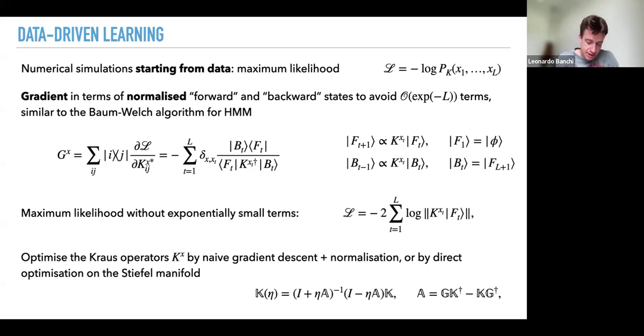Now, once you have this gradient, you can do a naive gradient descent, or what I did was a direct optimization, because these Kraus operators define mathematically what is called a Stiefel manifold. So one can do Riemannian geometry on that, and you can find an update rule that maps you directly from the space of normalized Kraus operators to normalized Kraus operators. So you don't have to fix the Kraus operators in order to define a CP map at every gradient step.